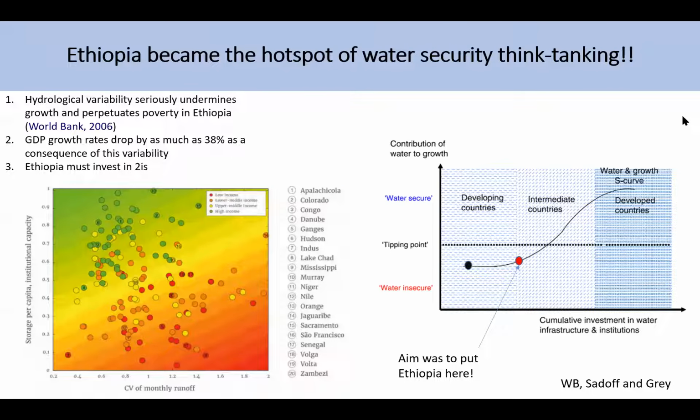The figure on the right-hand side shows how cumulative investment in water infrastructure and institutions would move the country from a low-level equilibrium trap and put it on a growth trajectory. Once the inflection point is reached, that is the red point, even small investment can bring high return on investment. Ethiopia's development aspiration since 2005 is to endeavor to put herself on this inflection point.